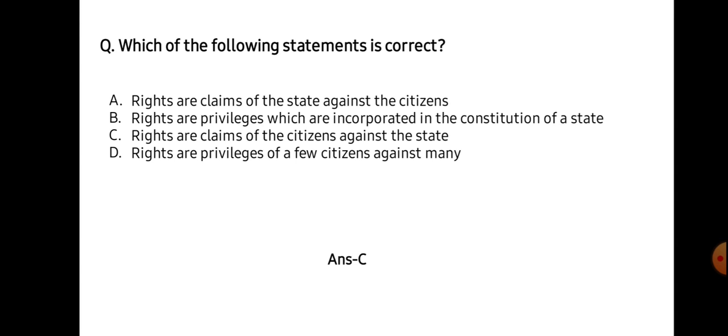Our constitution provides various rights. For example, right to equality, which is mentioned from article 14 to 18. Right to freedom, which is mentioned in article 19 to 22. Right against exploitation, which is mentioned in article 23 to 24. Through these rights, the people can make demands upon the state. That's why option C is the most fitting answer.